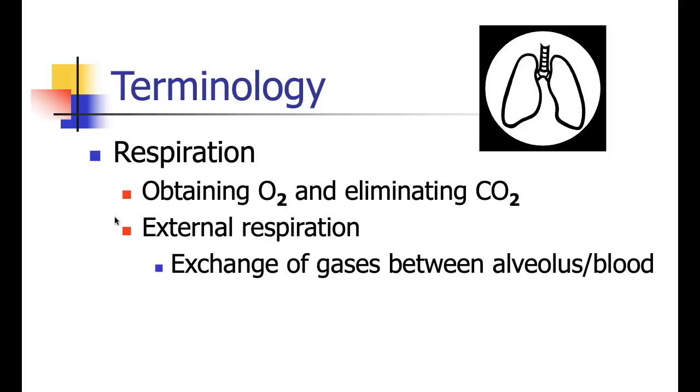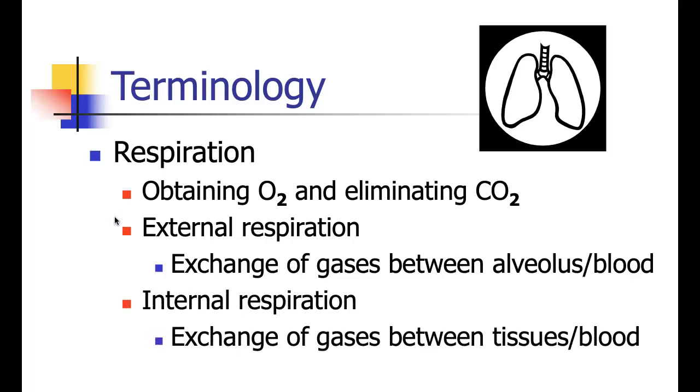External respiration is the exchange of gases between the alveolus and the blood, while internal respiration is the exchange of gases between the tissues and the blood. So you can think of it in this way. We need to get oxygen into our blood from the outside environment, from the alveolus, and then get it from the blood into tissues. Because our tissues are going to be the ones using that oxygen to power cell respiration and then produce carbon dioxide as a waste product.